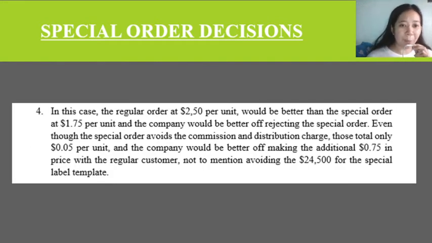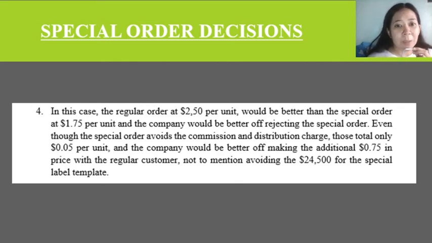Okay, for number 4, in this case, the regular order at 2.5 per unit would be better than the special order because the special order only offers 1.75 per unit, and the company would be better off if they reject the special offer because the regular order will give them greater amounts of profit at 2.5 per unit.